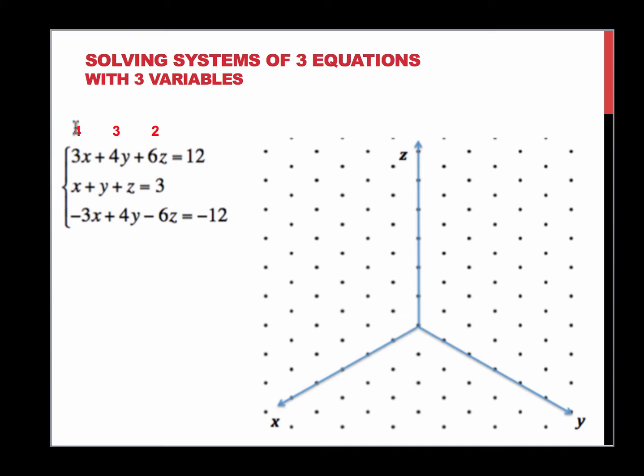So I'll have an x-intercept of 4, a y-intercept of 3, and a z-intercept of 2. Put them on the coordinate system, and then create a triangle. That triangle then represents the plane of the first equation. Then I do the same thing for the middle equation here, finding x, y, and z intercepts. They'll be 3, 3, and 3. Plotting those points creates another triangle.